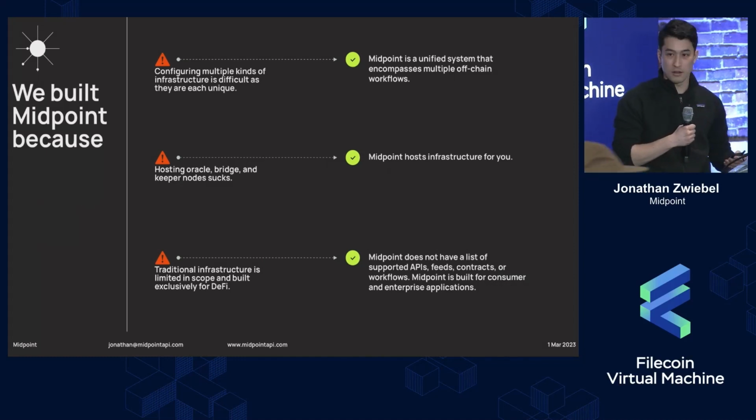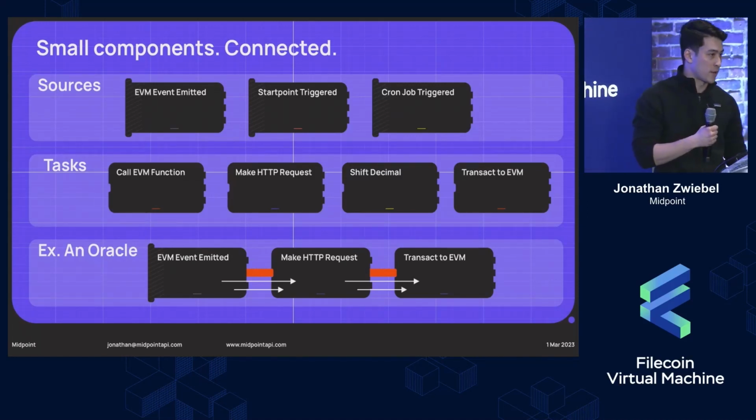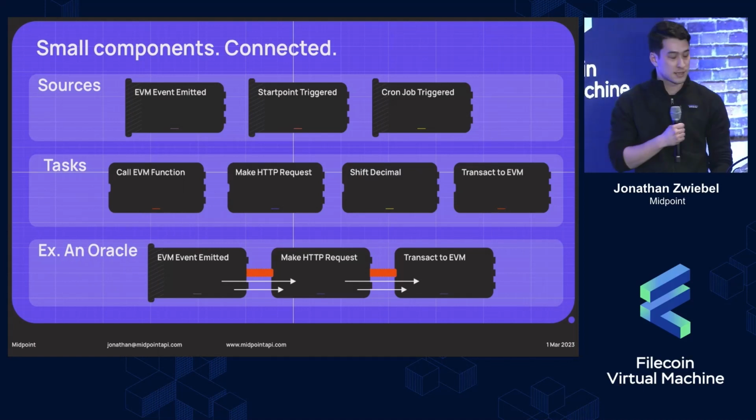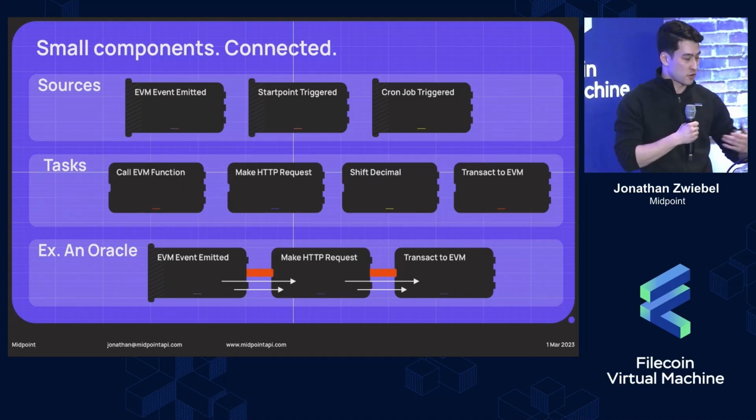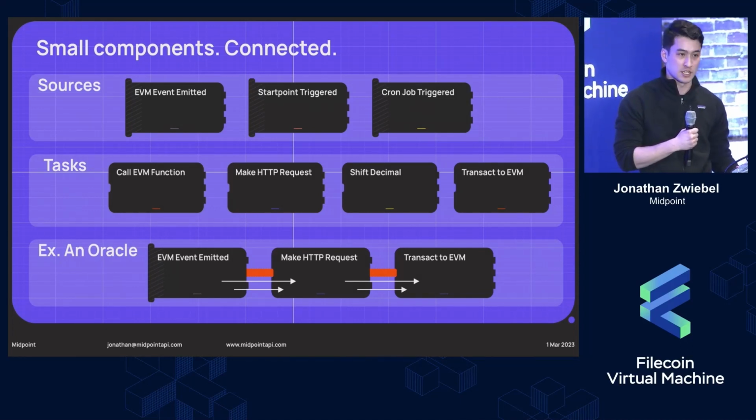So what Midpoint actually is, is a series of atomic components known as sources and tasks, each of which listen for a particular thing to happen or take some corresponding action. By chaining these sources and tasks together, you can build tons of different kinds of off-chain workflows, including oracles, bridges, price feeds, and stuff like that.